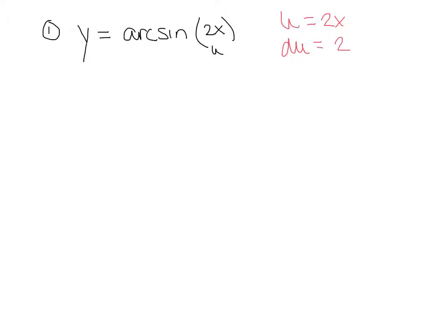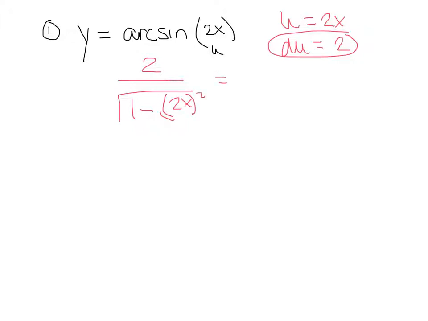Now let's just apply the rule. Hopefully you kind of have it in your memory bank or flip back and look at it. The rule says it's just du, so my du is 2, over the square root of 1 minus u squared. Now the biggest mistake people make is just make sure you wrap that whole term up and square it, okay? I would just say this is 2 over the square root of 1 minus, make sure you square that whole term, 4x squared. And that's it.